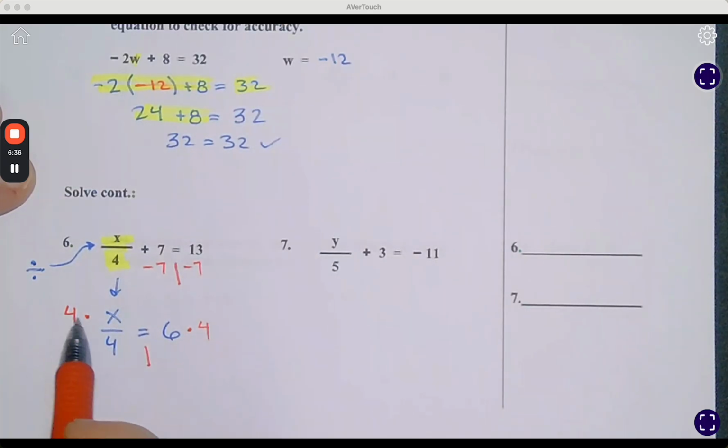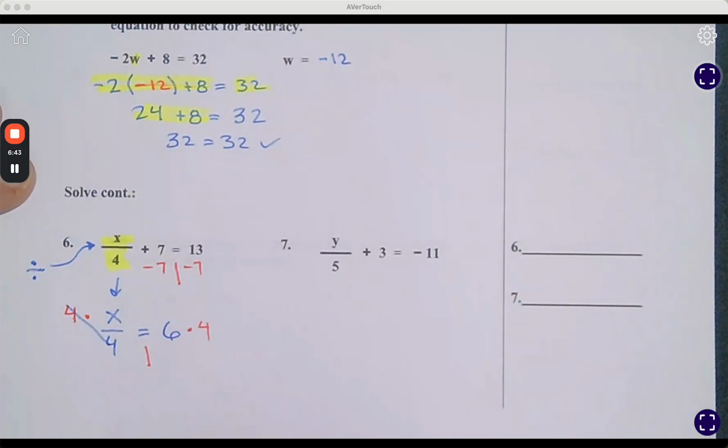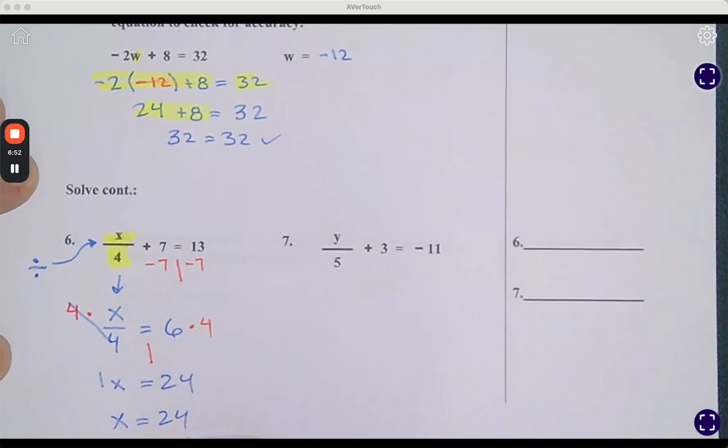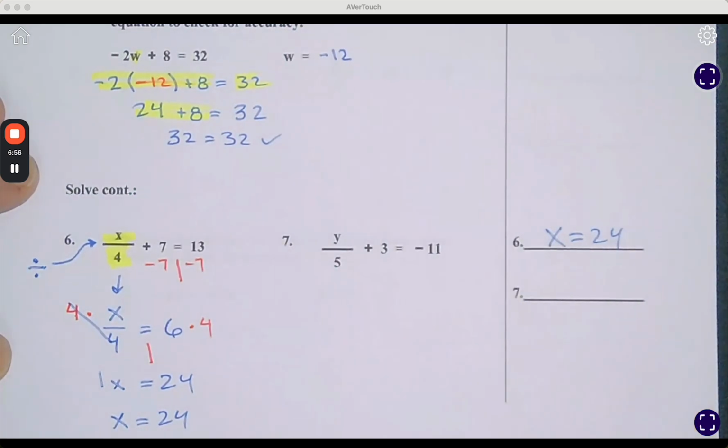What happens when you do 4 divided by 4? Well, 4 divided by 4 is a 1. So that's 1x equals 24. 1 times x is x, so x equals 24. Let's go. That was a fun problem. All right, let's do it again.